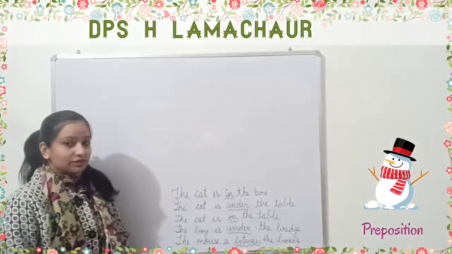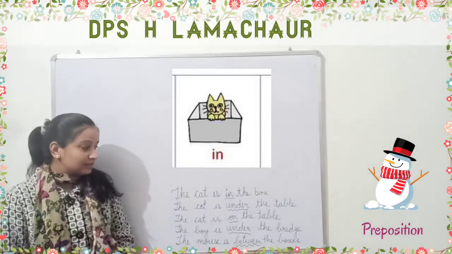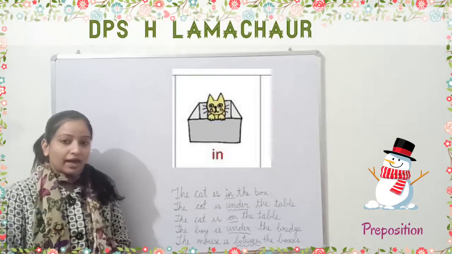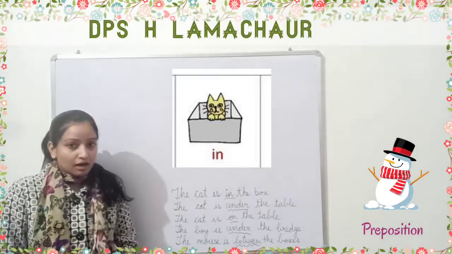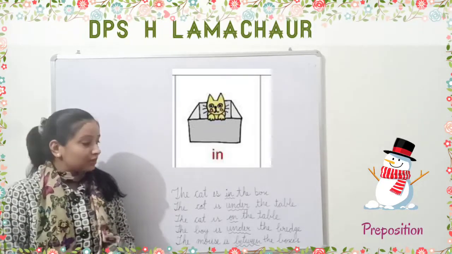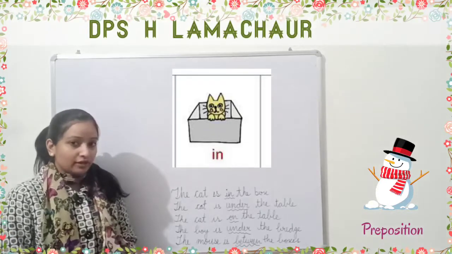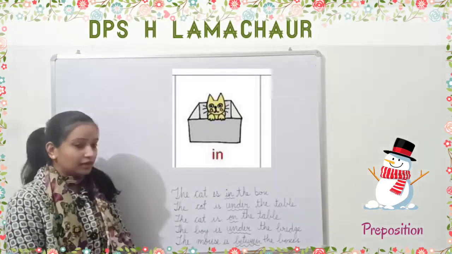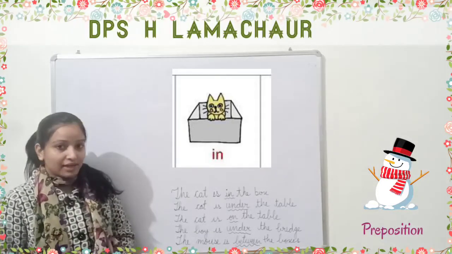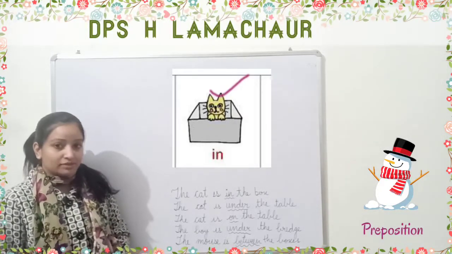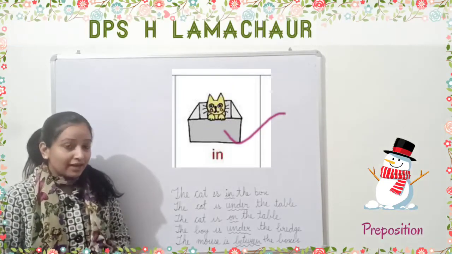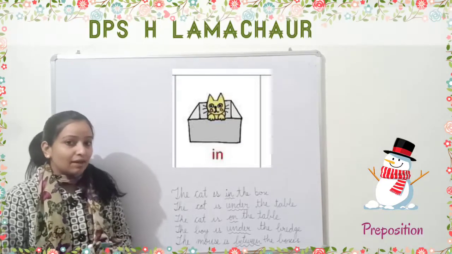Okay, so the first sentence is the cat is in the box. So here you know that in is a preposition. In this sentence the preposition in is showing the relation between the noun box and the cat. Here you can see, where is the cat? Here. Where is the box? Here. So, where is the cat? The cat is in the box.